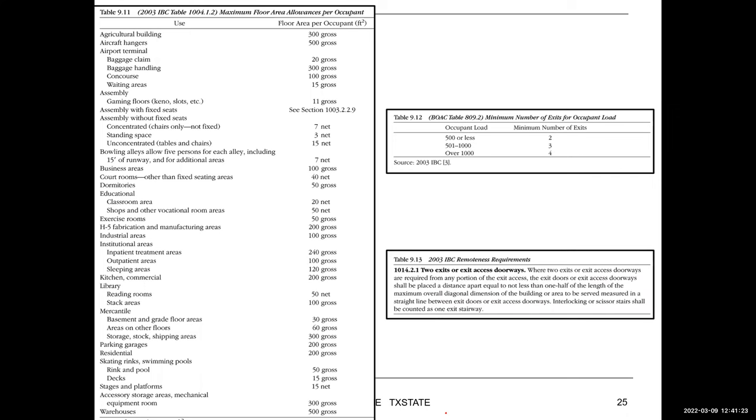And the remoteness requirements: where two exits or exit access doorways are required from any portion of the exit access, the exit doors or exit access doorways shall be placed a distance apart equal to not less than one half of the length of the maximum overall diagonal dimension of the building or area to be served, measured in a straight line between the exit doors or exit access doors. Basically, what this is saying is you don't want to place those doors on the same wall or across from each other. You want to place them at a distance that provides better access and departure from the facility.